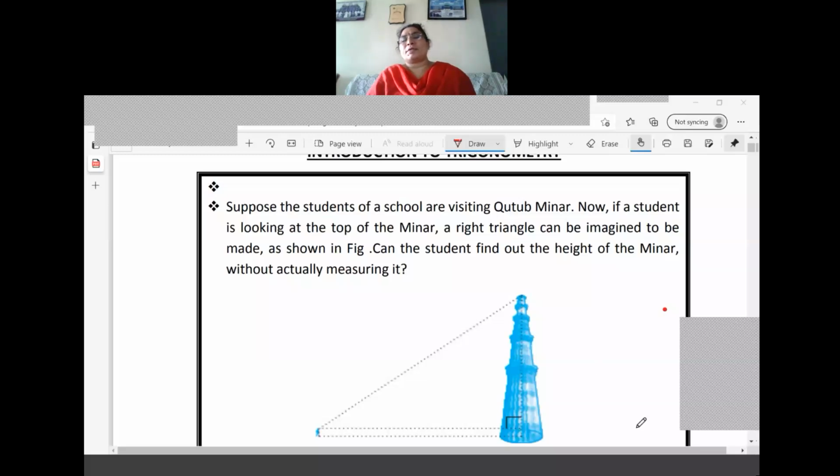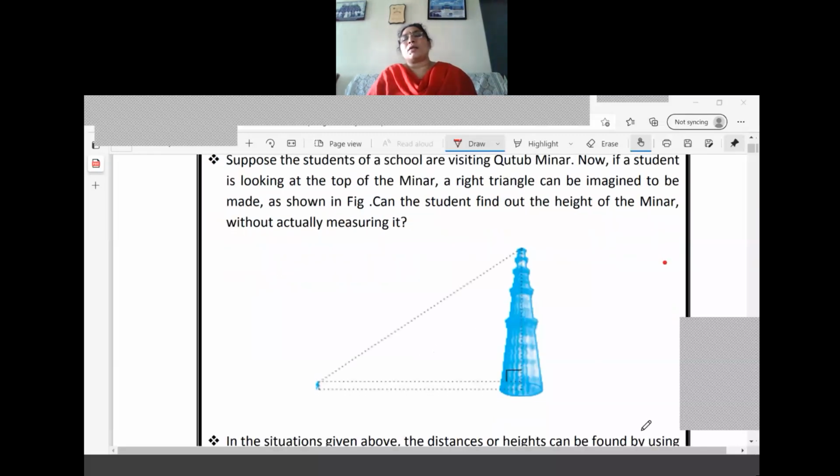Can the student find out the height of the Minar without actually measuring it? Here we are considering it as a right triangle only. We are not considering the shape or design of the Minar. You can see the diagram and make out that they are showing a right triangle, and including the height of the child there is also one more right triangle. So like that, two right triangles you can see in the diagram. With the help of the right angle triangle concept, we can find the height of the Minar.